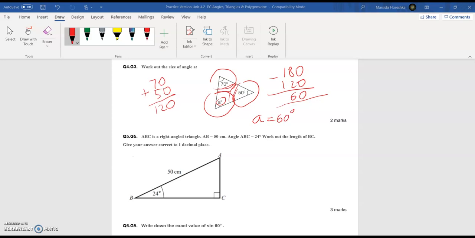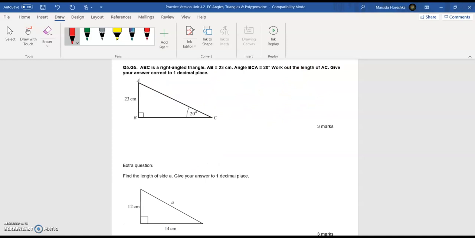ABC is a right angle triangle. AB is equal to 50 centimeters. ABC is equal to 24 degrees. Work out the length of BC. ABC is a right angle triangle. As soon as we read or hear that it's a right angle triangle, this means that we have two options, either using Pythagoras or SOHCAHTOA.